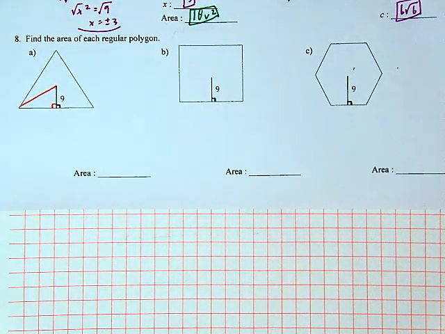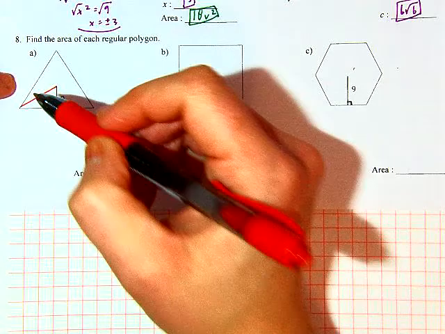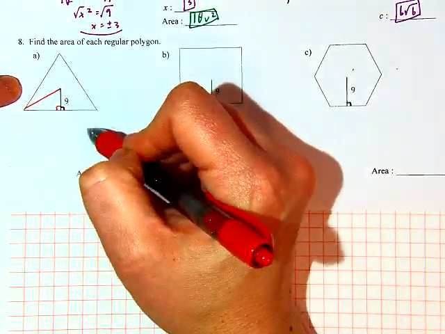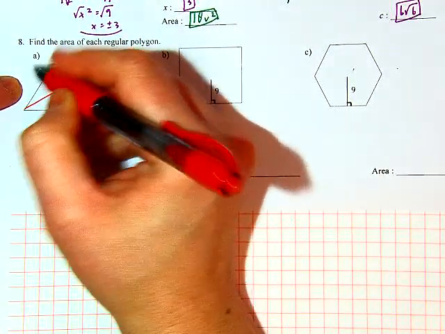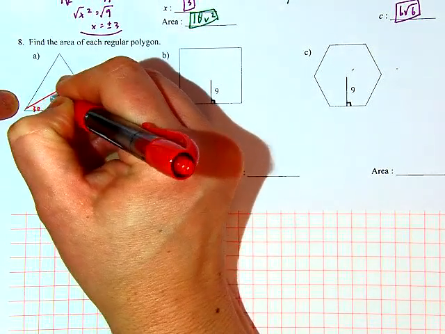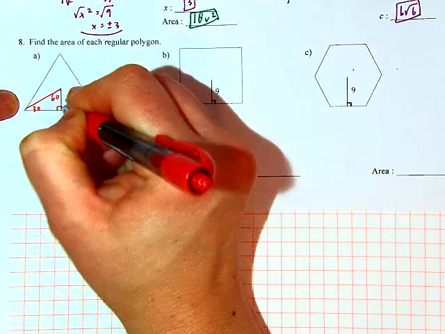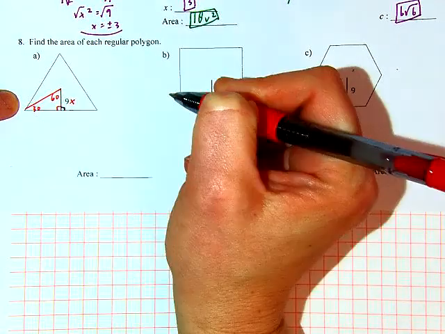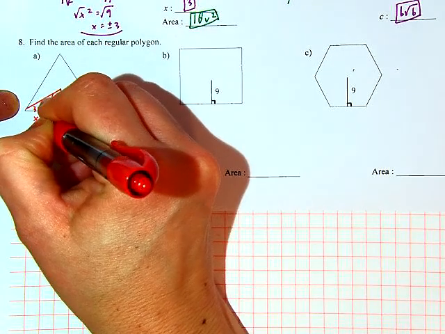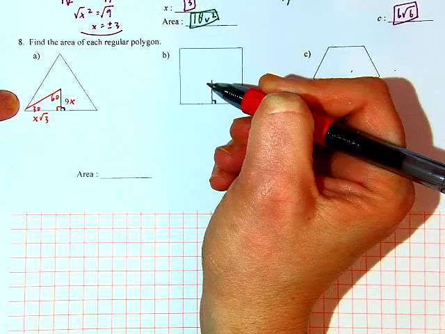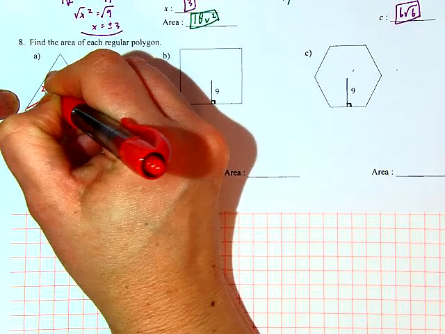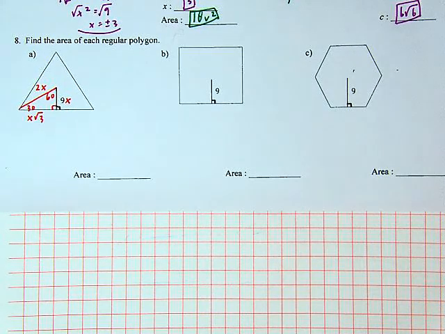I'm given the apothem. I know that all of these angles are 60. So if I bisect this one, I have a 30 here and a 60 here. So opposite the 30 is x. Opposite the 60 is x root 3. And opposite the 90 is 2x. So I'm going to use that 1/2 apothem times perimeter formula.